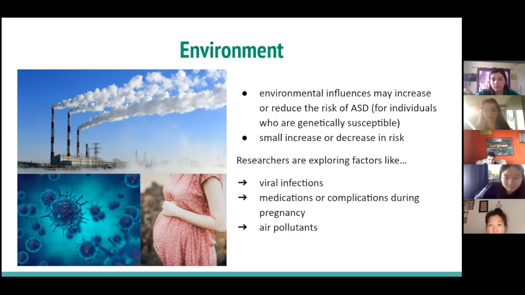So just being exposed to these factors does not mean that an offspring is guaranteed to be born with ASD. Researchers are exploring factors such as viral infections, medications or complications during pregnancy, and air pollutants. And in regards to viral infections and air pollutants, scientists are researching in statistically based ways to see if there's a correlation between them and the development of ASD.